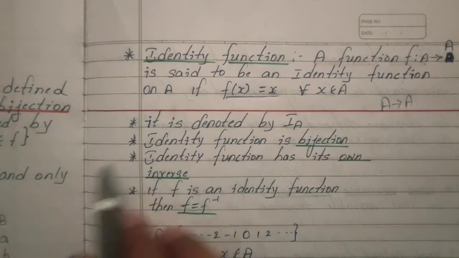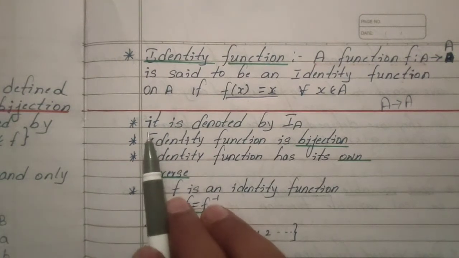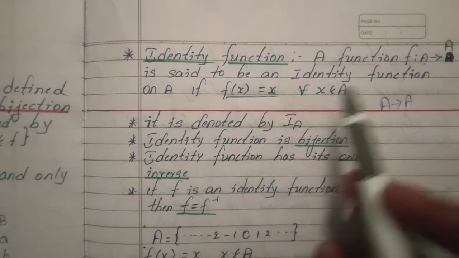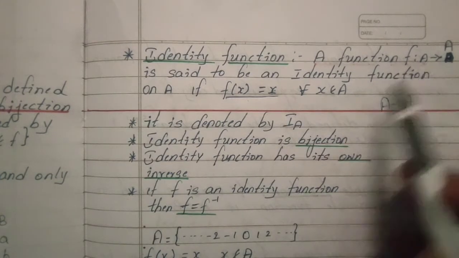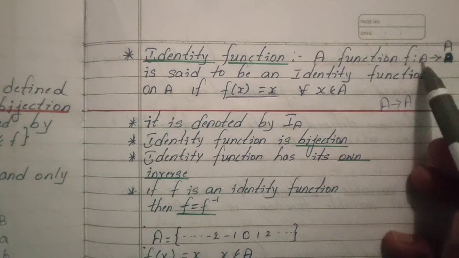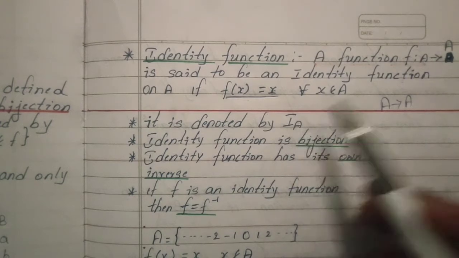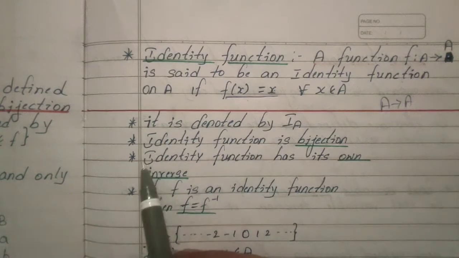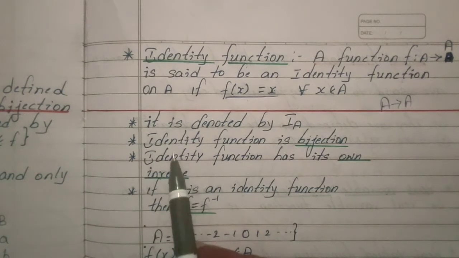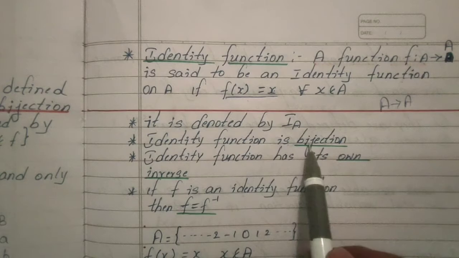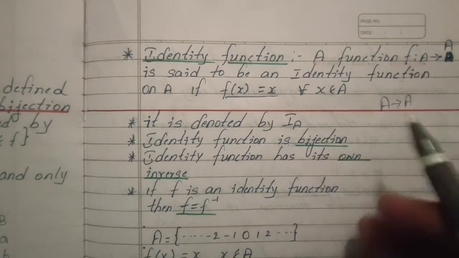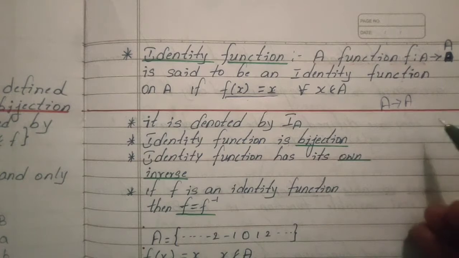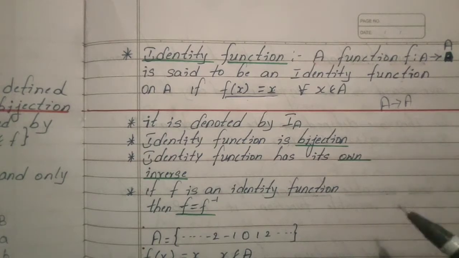The identity function is denoted by IA. Suppose you are taking set A, it is IA. If you are taking set B to B, it is IB. Suppose you are taking set X to X, it is IX. Second note, the identity function is a bijection. Means the one-to-one condition and the onto condition are satisfied.